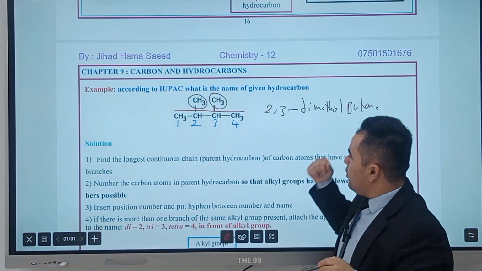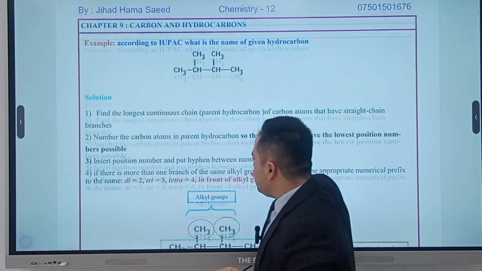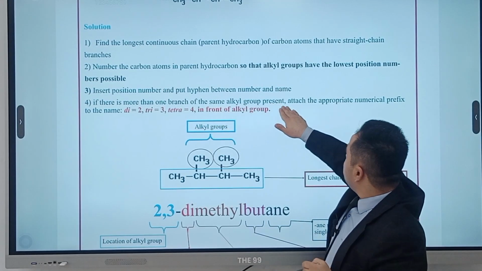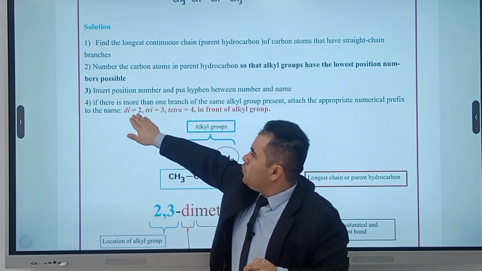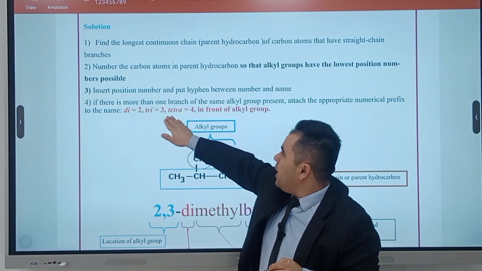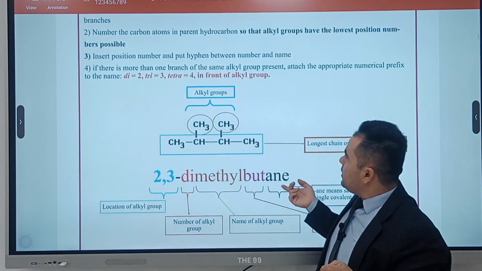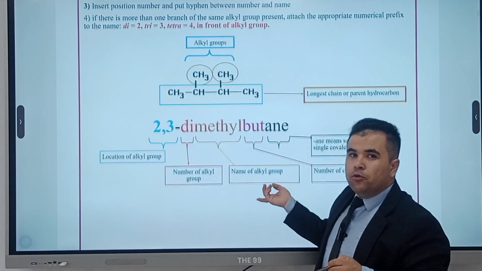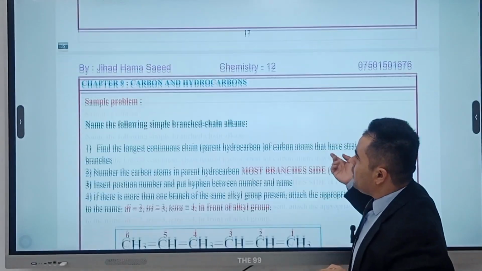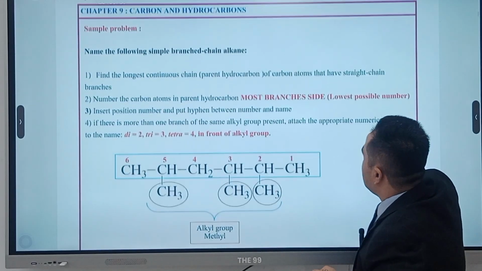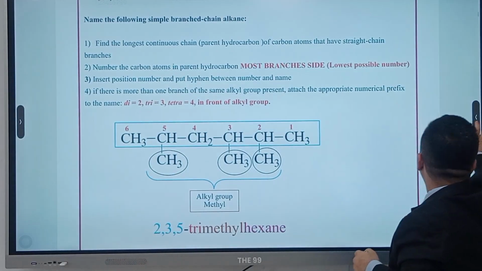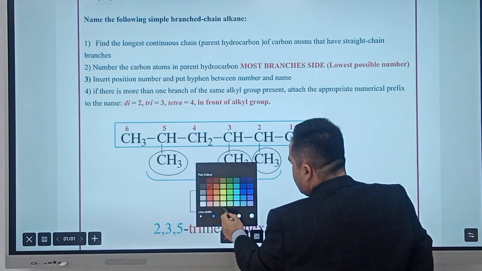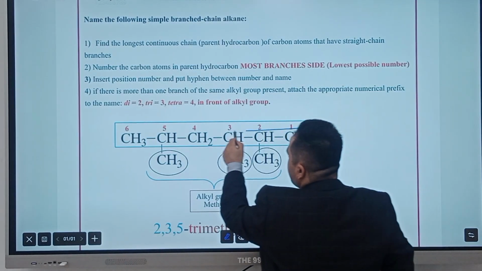2,3-dimethylbutane. As I told you, if there is more than one branch of the same alkyl group present, for 2 di, 3 tri, 4 tetra must be added to the name of the alkyl group, and this is 2,3-dimethylbutane as the name of that structure. Let us solve the sample problem, guys. Here it's given the sample problem. This is the longest chain.